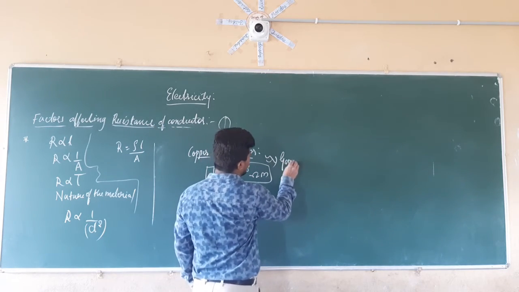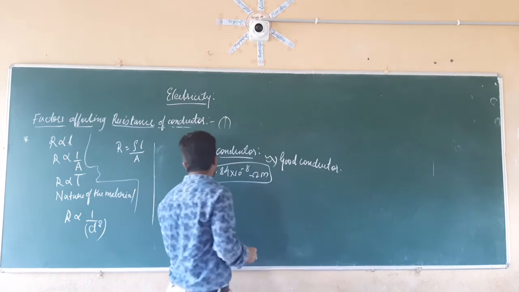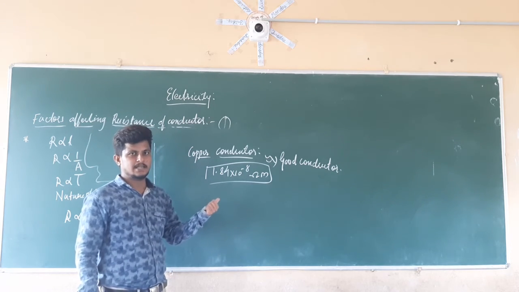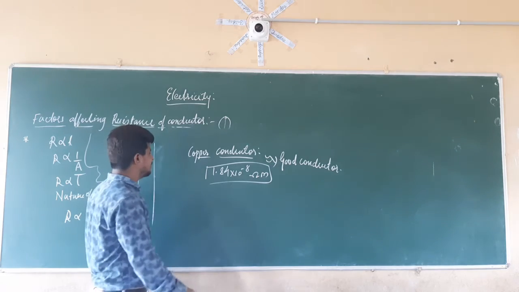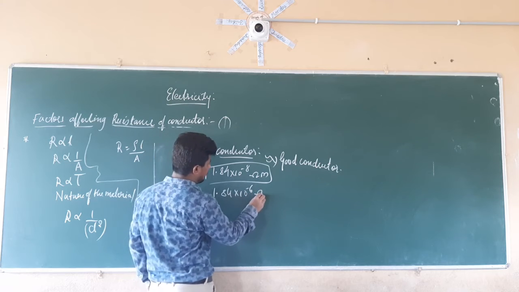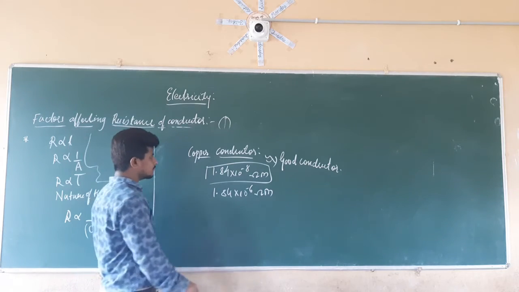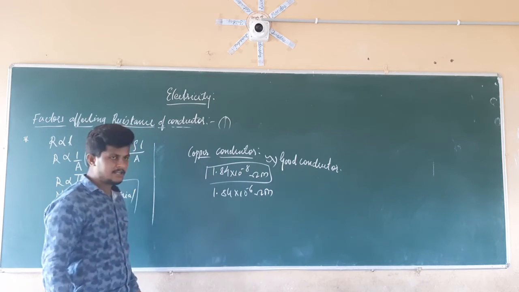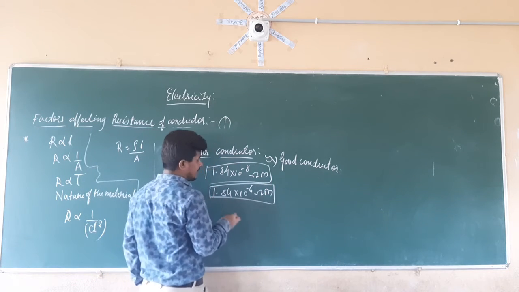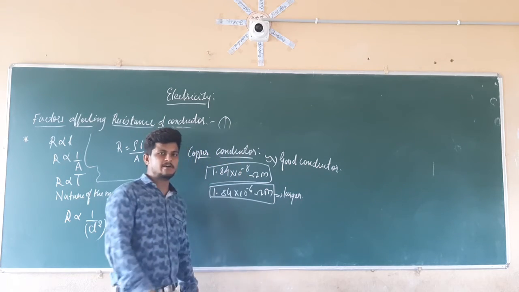It is known as a good conductor. The resistivity of that copper wire is very less. In the same way, if we take another example, if it is given as 1.84 × 10^-6 ohm meters, which one is the larger value here: 1.84 × 10^-8 or 1.84 × 10^-6? The 1.84 × 10^-6 is the larger one. What does it mean?